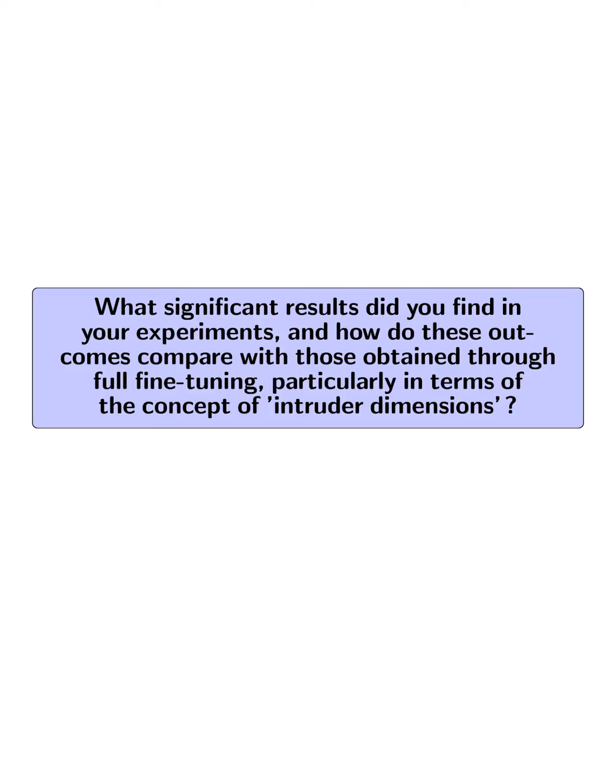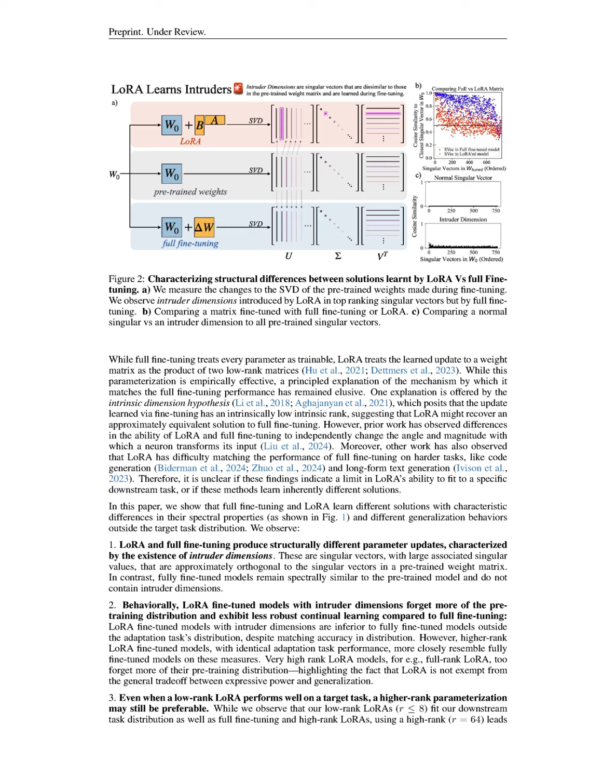What significant results did you find in your experiments, and how do these outcomes compare with those obtained through full fine-tuning, particularly in terms of the concept of intruder dimensions? In our experiments, we found that LoRA fine-tuned models consistently contain intruder dimensions, singular vectors with low cosine similarity to pre-trained singular vectors, while fully fine-tuned models do not exhibit such dimensions.